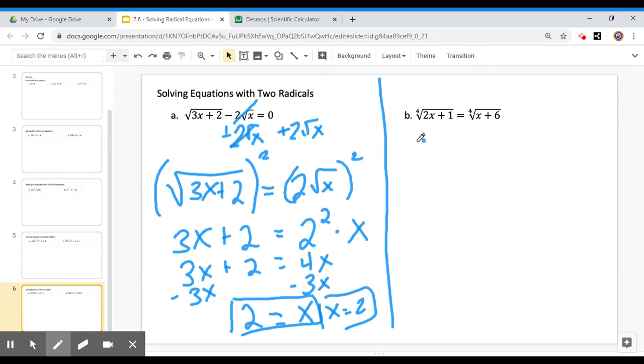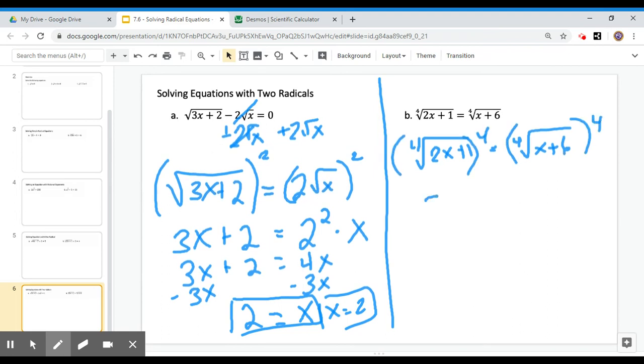And then over here, we've already got this the way we want it. We have the radicals on both sides. They're both fourth roots, so I'm going to raise each side to the fourth power. So 2x plus 1, x plus 6, both under fourth roots. So we're going to raise both to the fourth power. And then we just have 2x plus 1 equals x plus 6.